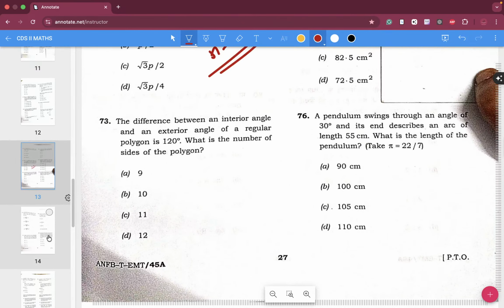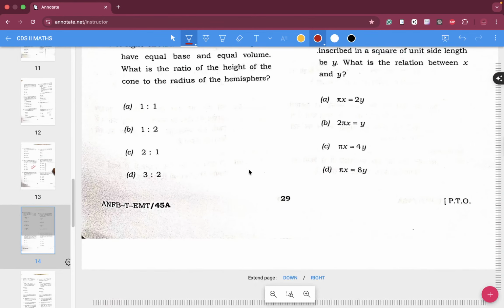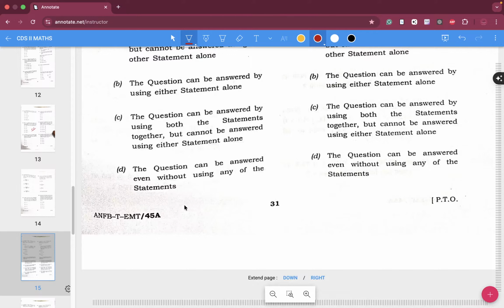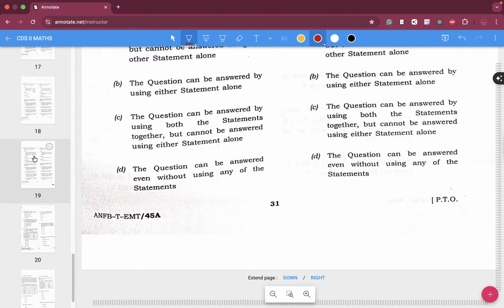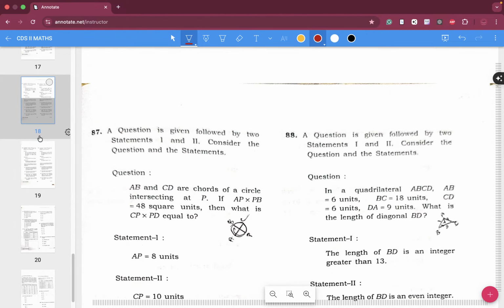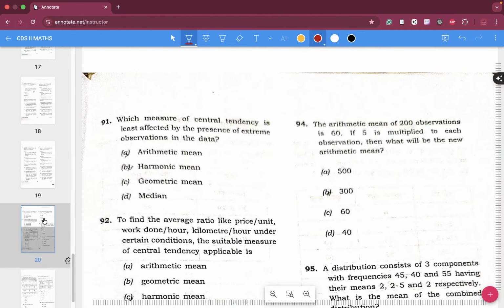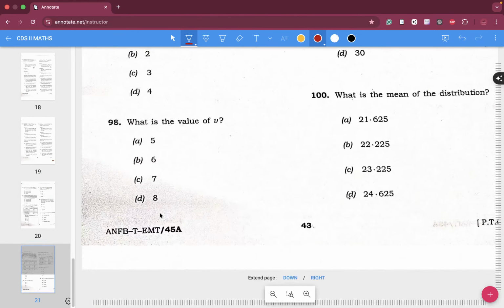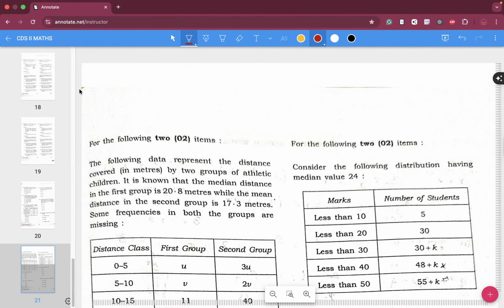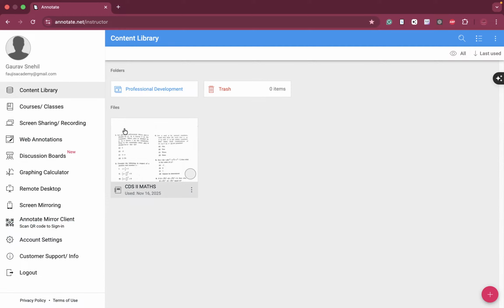We have more questions over here, and there are certain reason and statement based questions also, and that we'll do and get cracking. The last few questions are based on statistics and so on, so you'll make it happen.